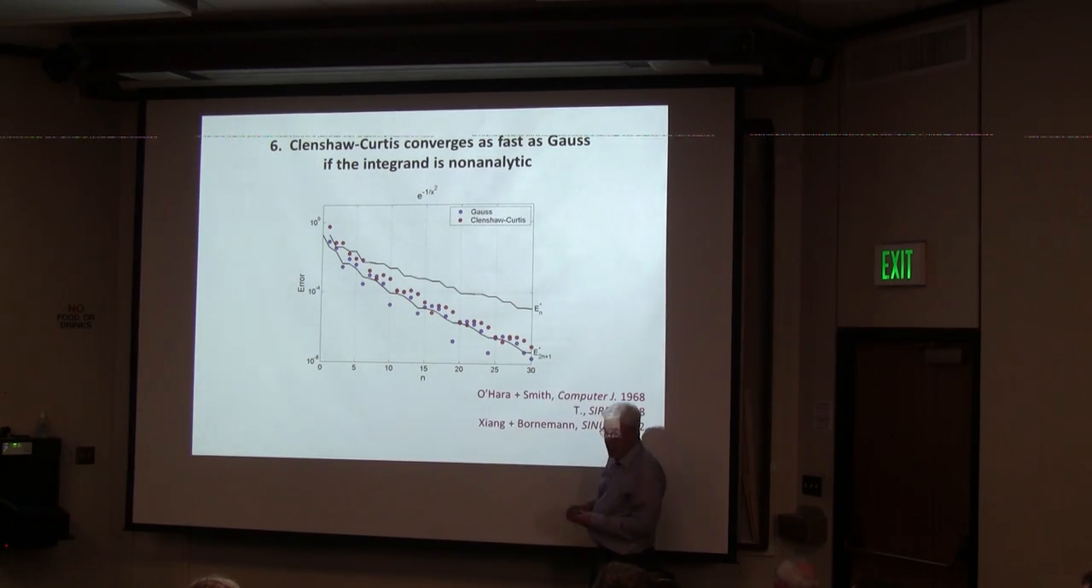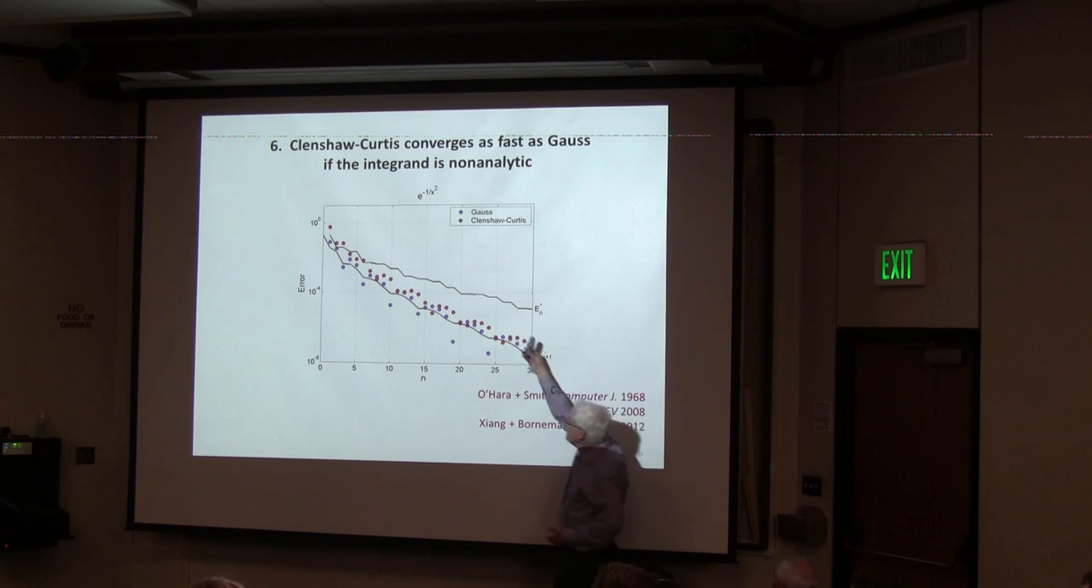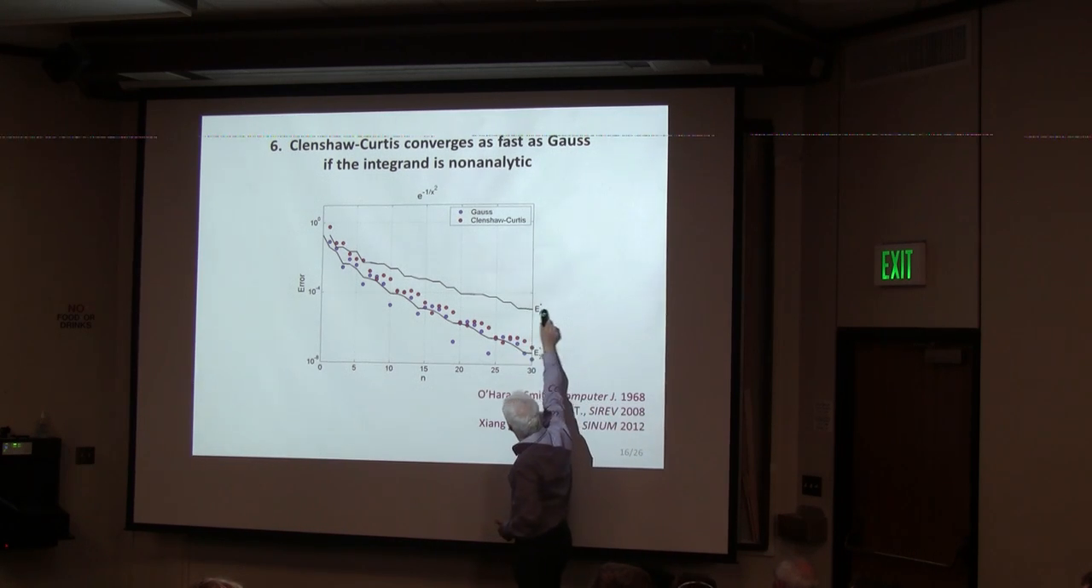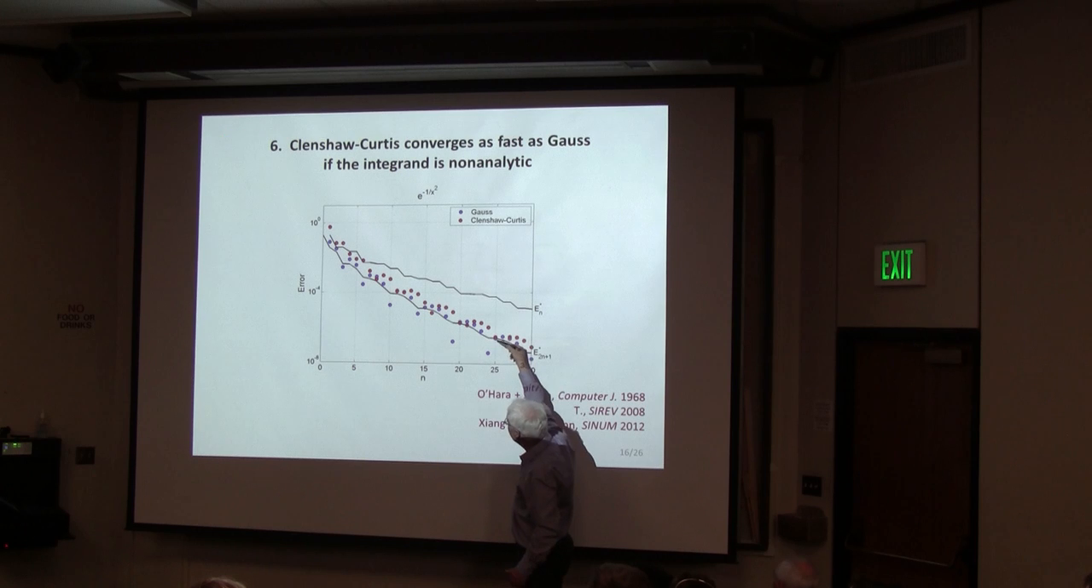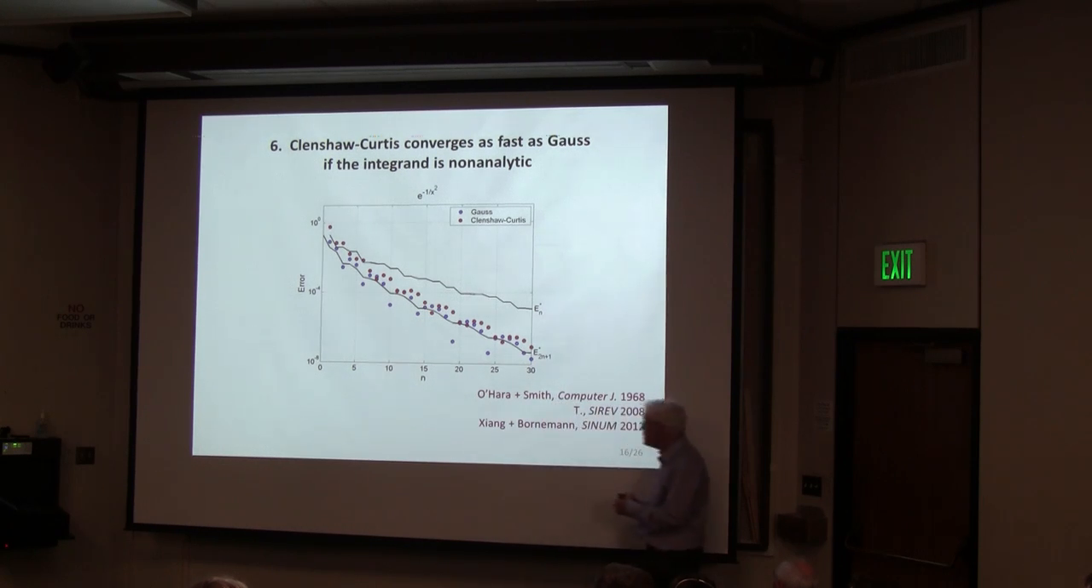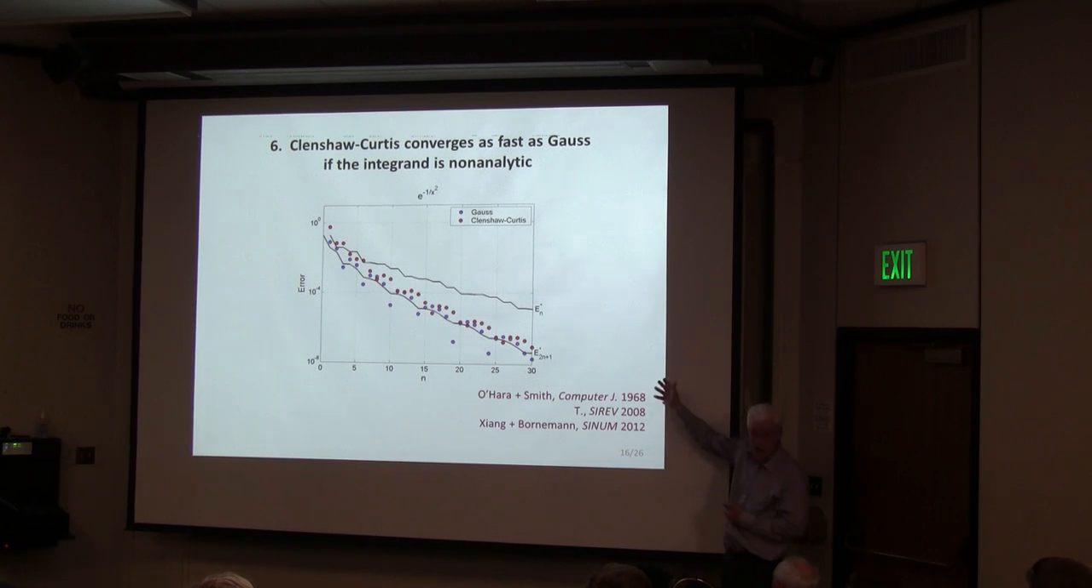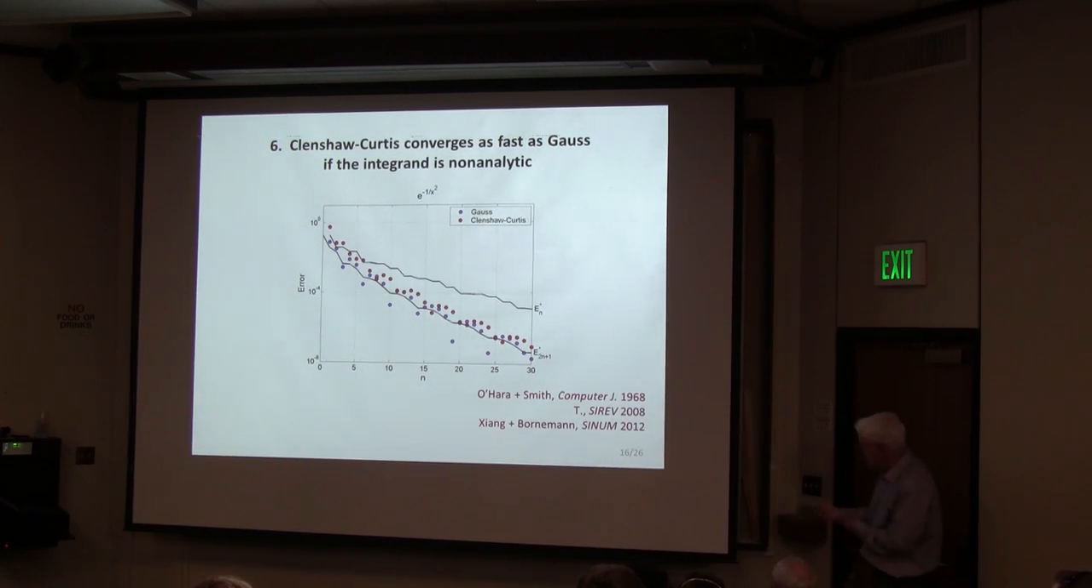Same rate of convergence. The standard wisdom would lead us to expect that Clenshaw-Curtis would converge like this upper curve, but in fact it converges like Gauss. And this observation was actually made in the 60s and got lost. And then I wrote a paper about it many years later. And then the beautiful paper about it is by Mark Bornemann in SIAM in 2000.